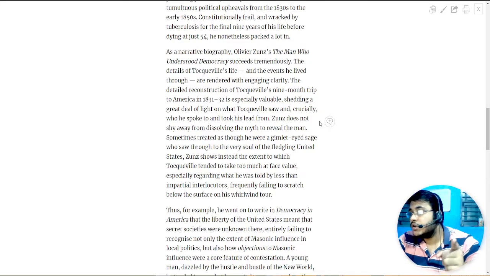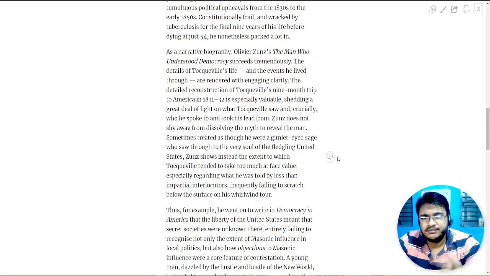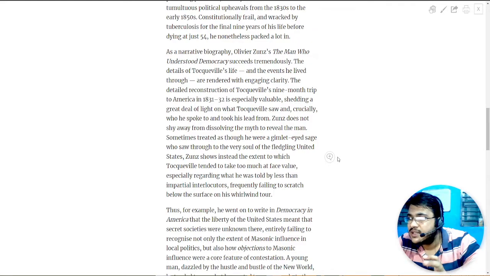Zunz does not shy away from dissolving the myth to reveal the man, sometimes treated as though he were a gimlet-eyed sage. Okay, I don't know if it is profane. It is not profane, but it's something like all those sages who have that kind of eyes, right? So exact meaning is not required also. Who saw through the very soul of the fledgling United States.